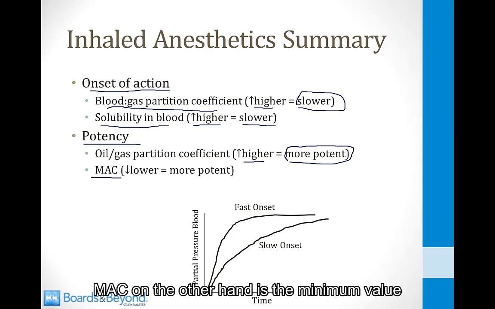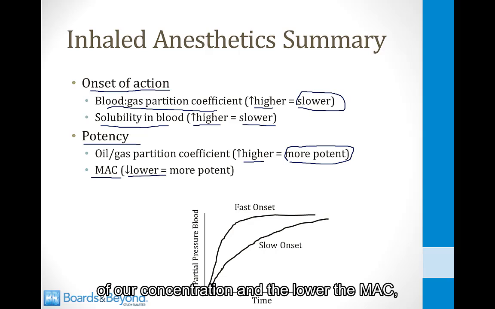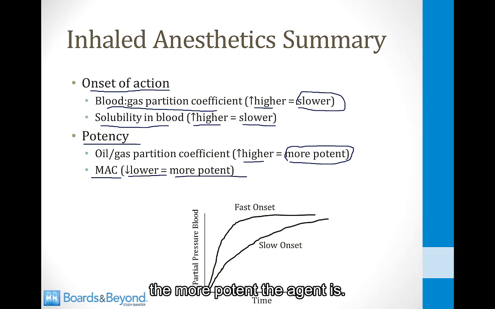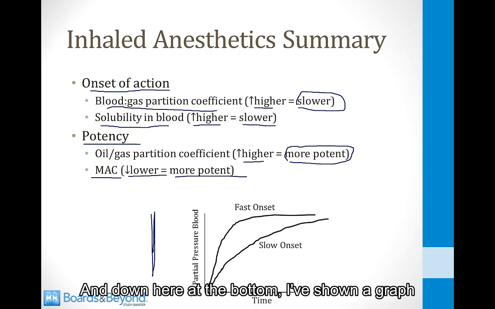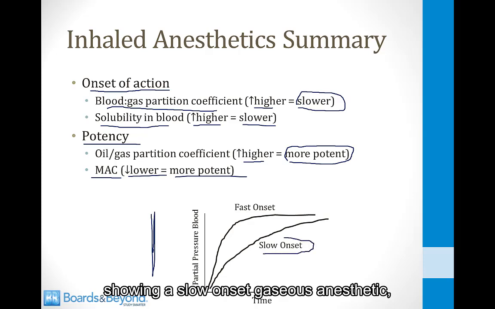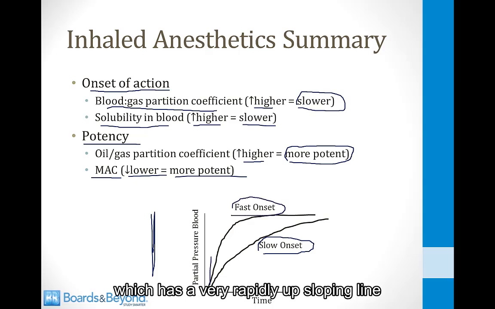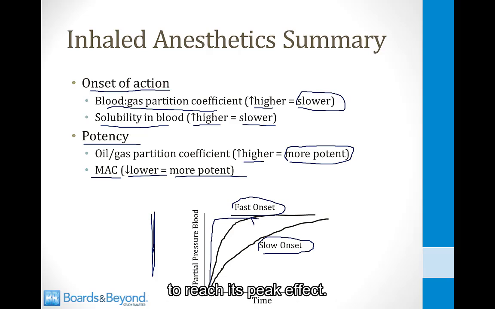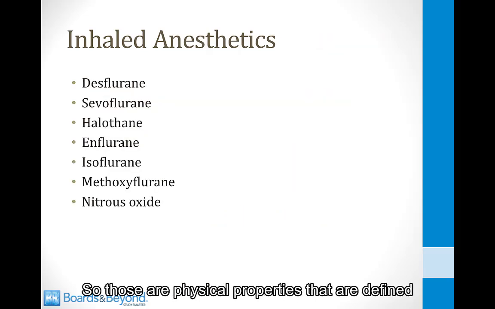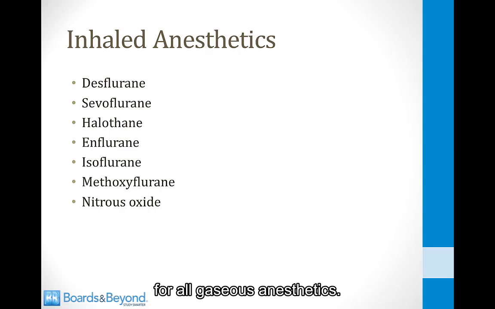MAC, on the other hand, is the minimum alveolar concentration, and the lower the MAC, the more potent the agent is. And down here at the bottom, I've shown a graph showing a slow onset gaseous anesthetic, which has a slow upsloping line, and then a fast onset gas anesthetic, which has a very rapidly upsloping line to reach its peak effect. So those are physical properties that are defined for all gaseous anesthetics.